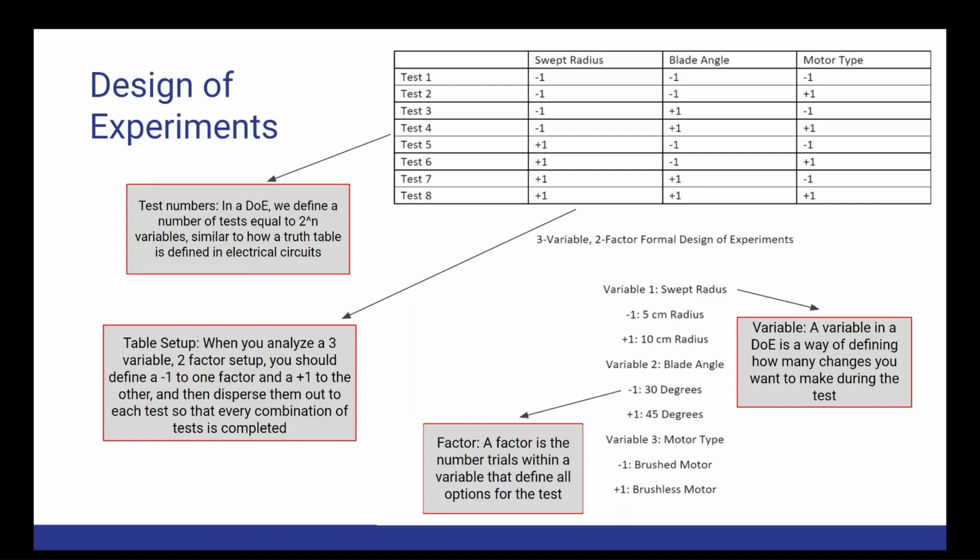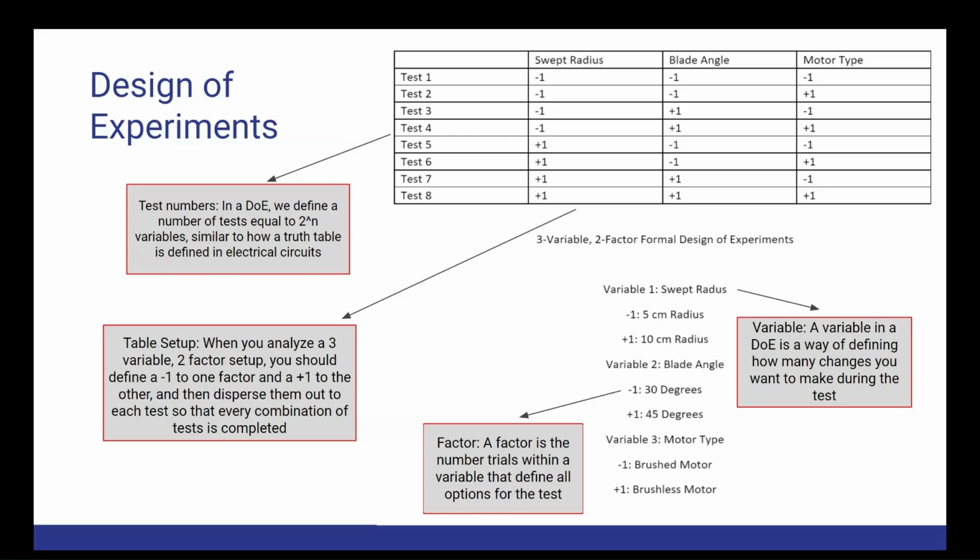In terms of a factor, we used a 2-factor formal design of experiments, which means it's the number of trials within a variable that define all the options for the test. In this case, we use 2 factors, so we have a +1 term and a -1 term, which means we have 2 different ways that we can change our variable to include in our end testing subject.